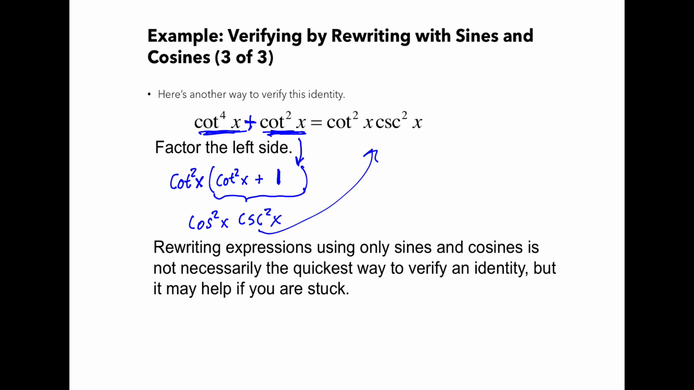So rewriting expressions using only sines and cosines isn't always the quickest way to verify an identity, but it can help us if we can't see any other relationships. And for these identities, you're not going to see the endpoint right away. All you can really do, and this is the key to learning this thought process, is try stuff. You really just have to try stuff. Look for relationships.